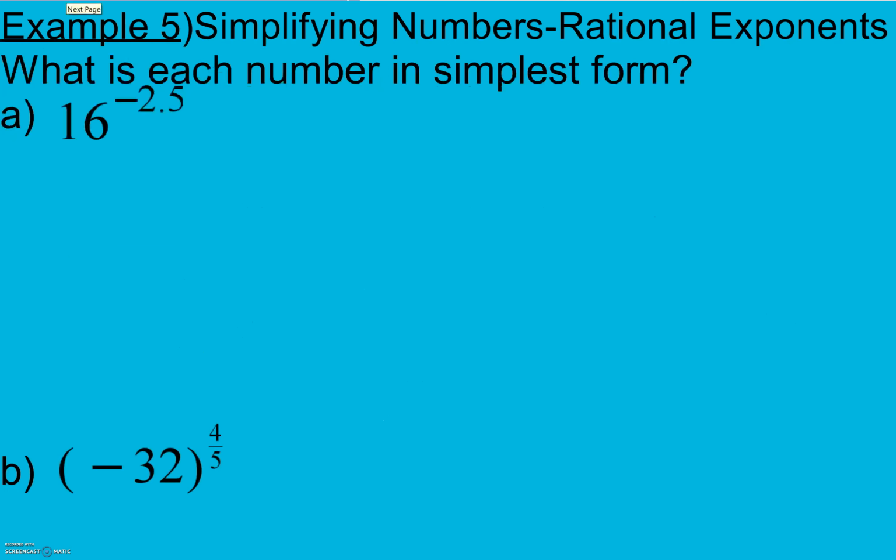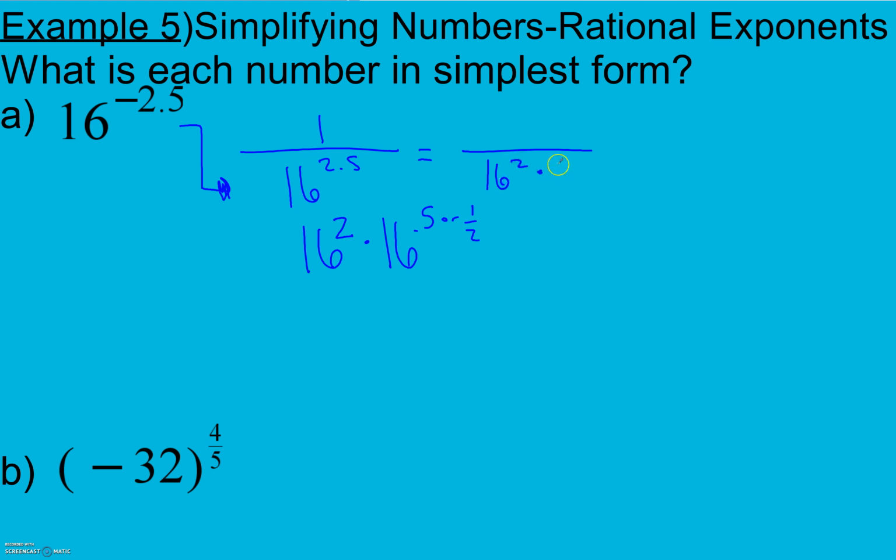In example 5 here, we're going to simplify these numbers using rational exponents. So what is each number in simplest form? The very first thing I'm going to do here is get rid of the negative exponent by moving it to the denominator. Then 2.5, guys, means I'm going to have 2 times 16 to the 0.5, or half. I'm going to have 2 full groups of 16s and 1 left to the half power.